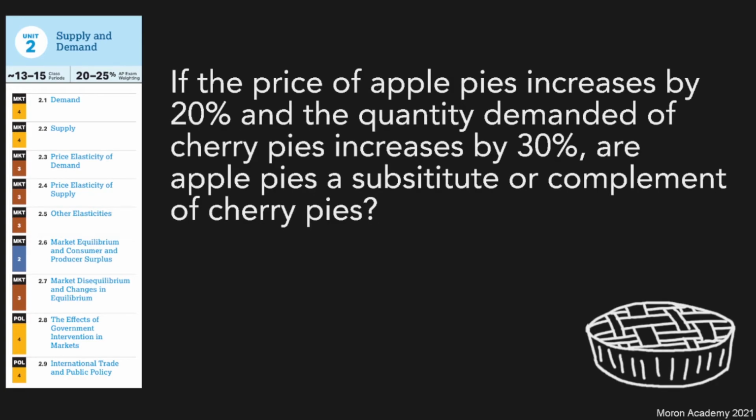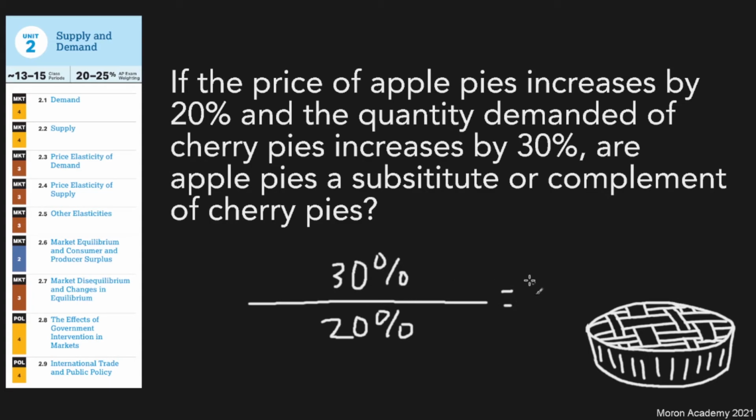So next, let's do some practice questions. This is a cross-price elasticity question. If you see the price of apple pies increase by 20% and the quantity demanded of cherry pies increase by 30%, are apple pies a substitute or complement of cherry pies? To do that, we need to take this first number and put it at the bottom in the denominator. And we take the quantity demanded of cherry pies, and we put this percent change in the numerator.